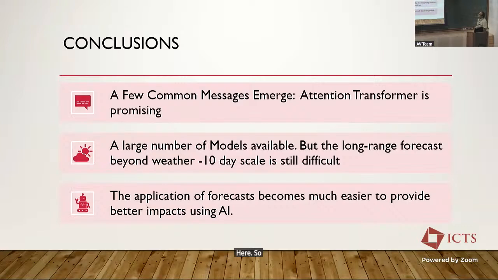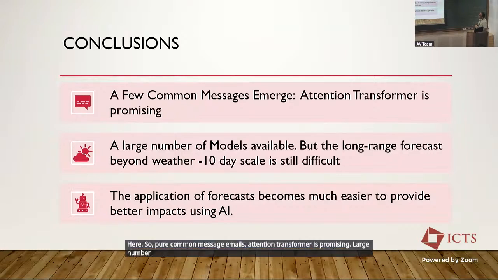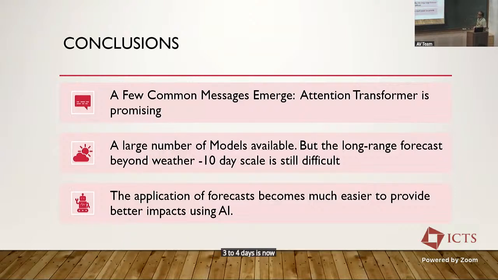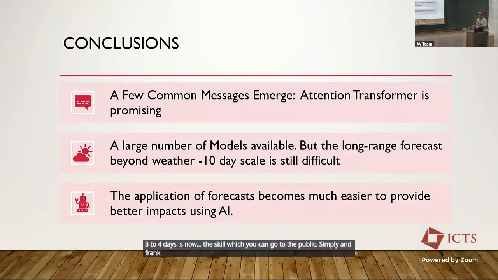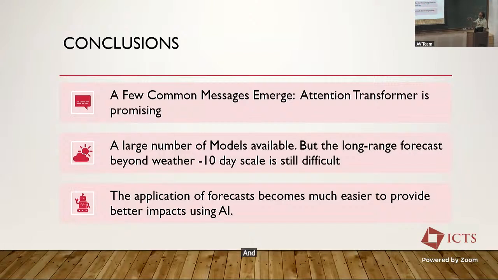A few common messages emerge. Attention transformer is promising. A large number of models are available, but for long range forecasts beyond weather, I have written 10 days, but 3 to 4 days is the skill you can give to the public. Simply and frankly, the public cannot be given more than 3 to 4 days of skill as of now, and that means weather forecast; I'm not talking about seasonal or other things. The application of forecasts is easier if we have impact-based AI. So that's where I stop.